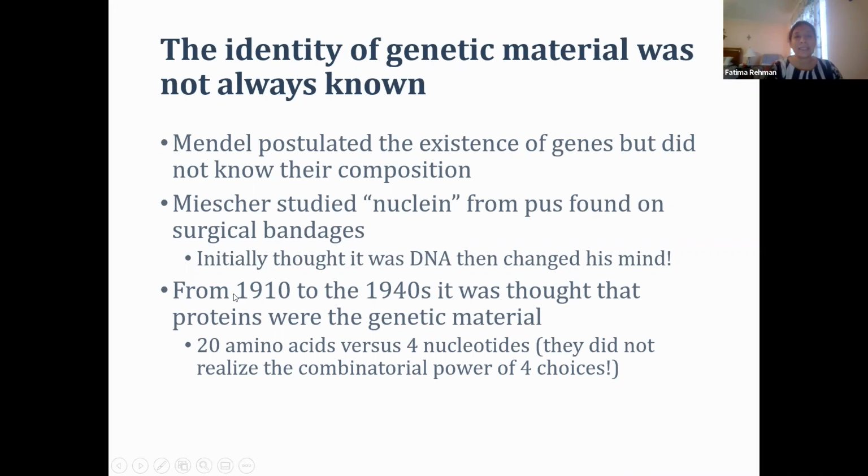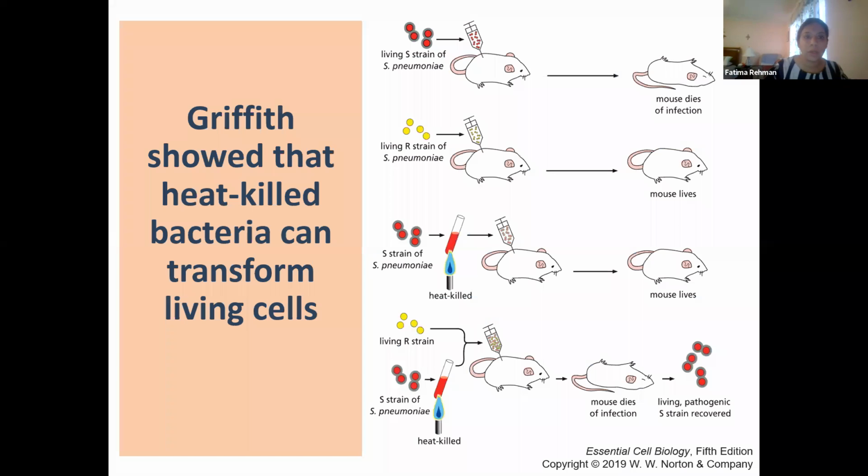But then between 1910 and the 1940s, a lot of research was done to examine both proteins as well as the nucleic acids, DNA and RNA, as genetic materials. A lot of people at that time thought that proteins were more likely to be that hereditary material because there were 20 amino acids compared to just 4 nucleotides, which made them think that, as complex as we are as organisms, we should have a lot of letters in our information book.